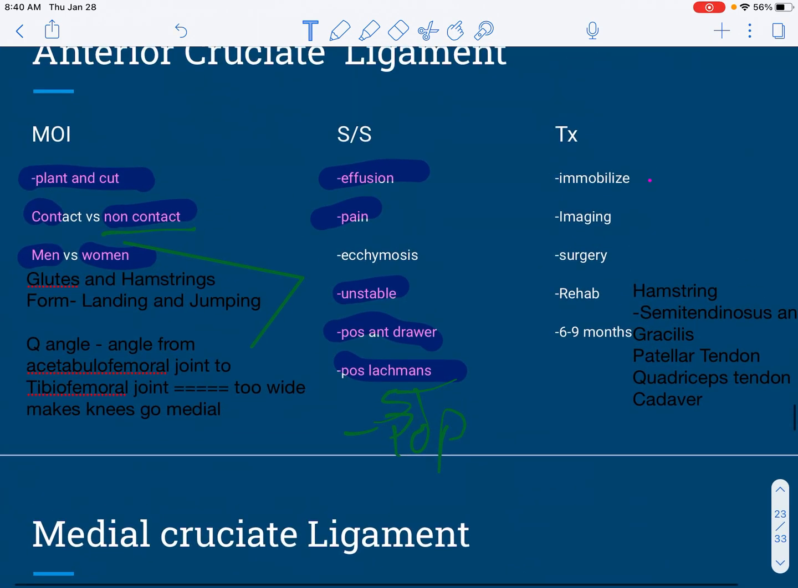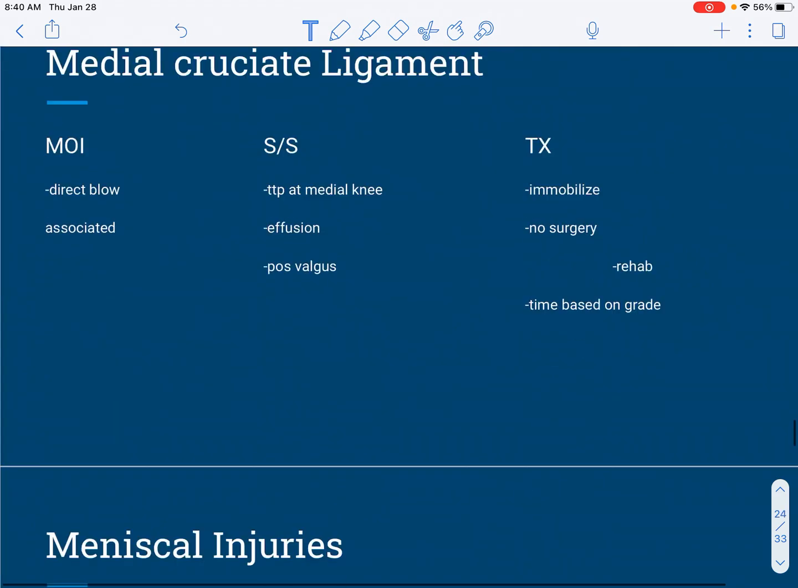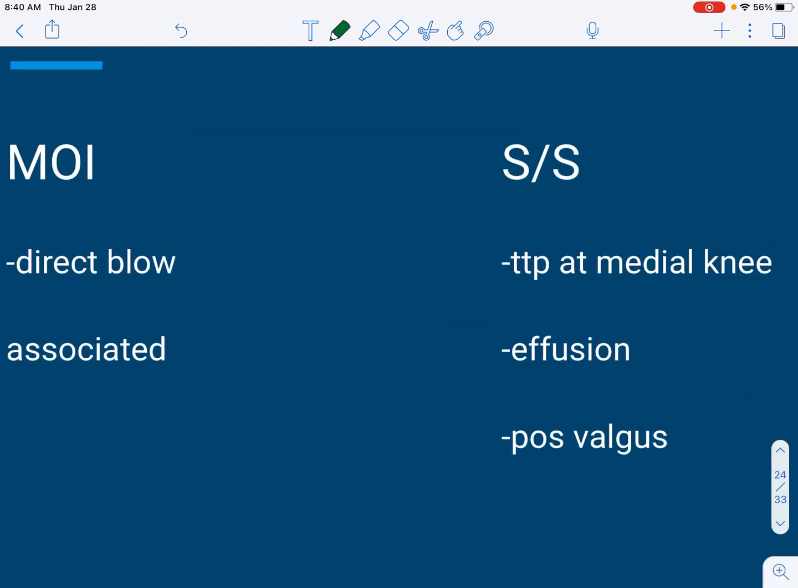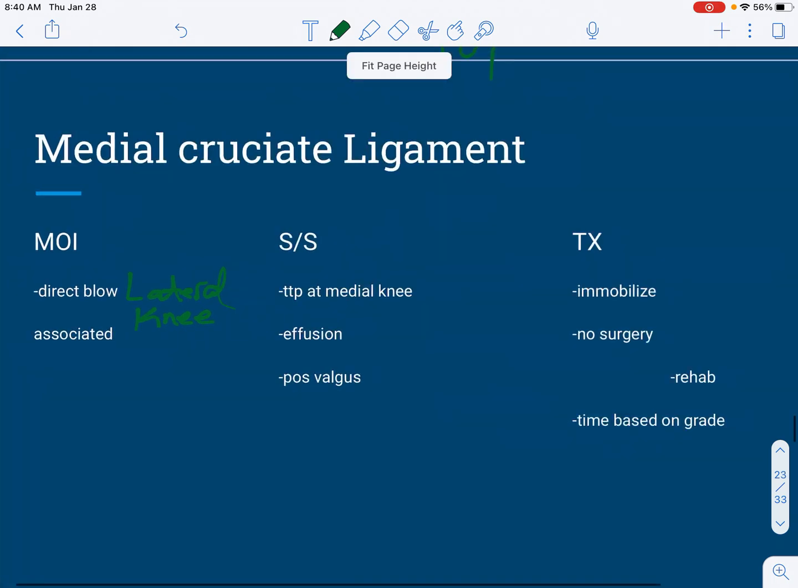So it's a very detailed, in-depth, involved situation. The next one we're talking about is the MCL. The MOI would be a direct blow to the lateral aspect of the knee, or this can be associated with an ACL tear.